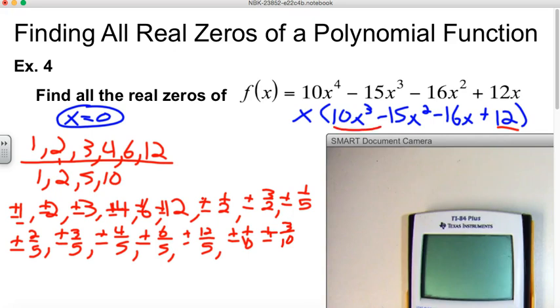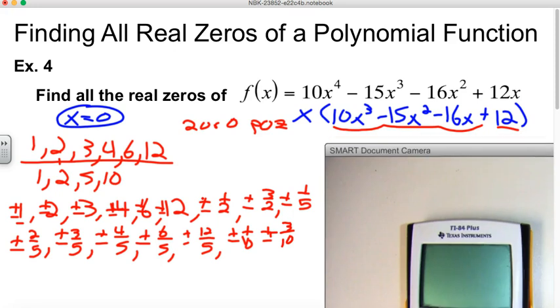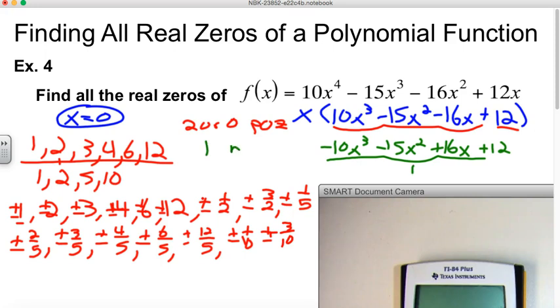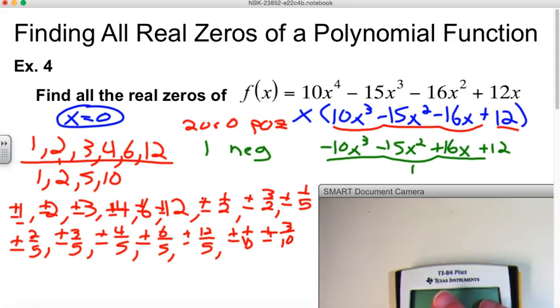So we start positive, we change to negative, it stays negative, and then we change to positive again. So we know we're going to have either 2 or 0 positive zeros. Then we can change the signs on each of those that are odd. Negative 10x cubed. Of course, this one stays the same. We change up to positive 16x and then positive 12. So it's negative, it stays negative. Now we got one sign change, and that stays. So just one sign change there. So for sure, we're going to have one negative real zero, and we're going to have either 2 or 0 positive real zeros.